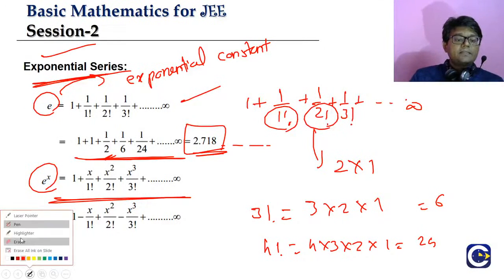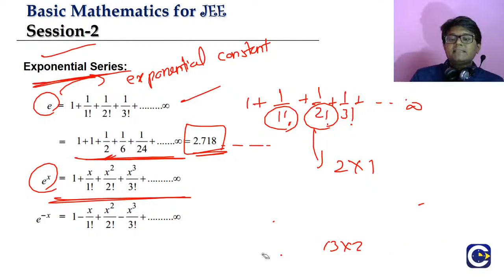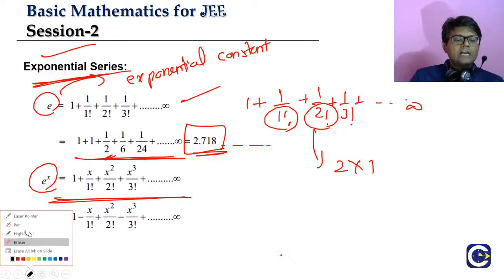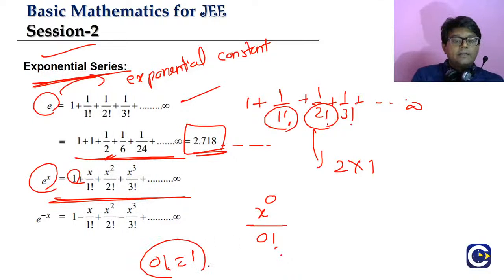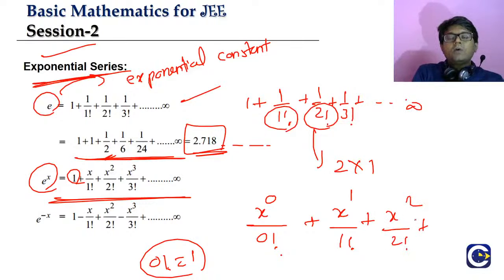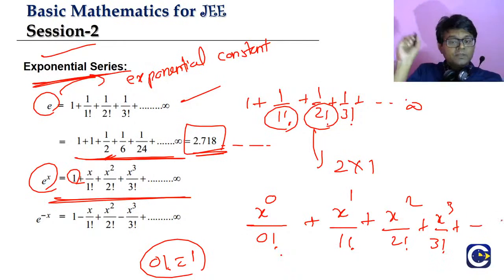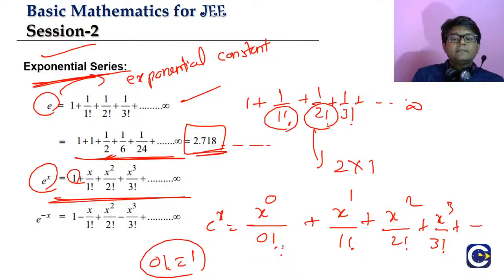I'll tell you one easy method to remember it. This is starting from 0. Look at it. This 1 also can be written as x power 0 by 0 factorial. What is 0 factorial? Yesterday we saw 0 factorial will be taken as 1. Then the power of x will rise, and the denominator also will be the next number factorial. x square by 2 factorial. So whatever is the power, the same number factorial will come. x cube by 3 factorial, like that.